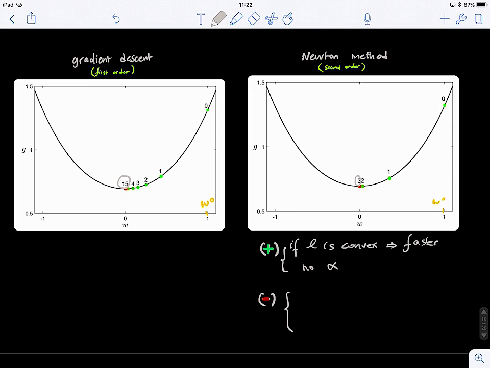Disadvantages of Newton. If it's concave, right? If it's a non-convex function, then it might not converge. So this is a problem.